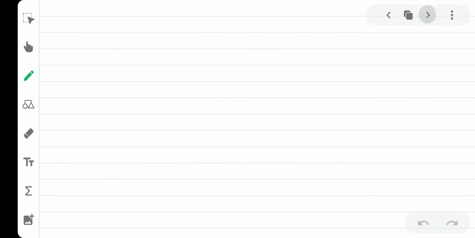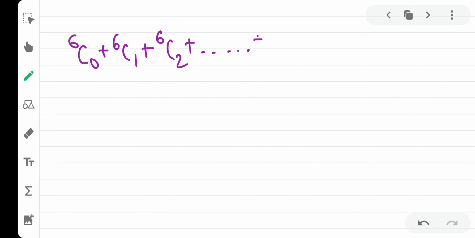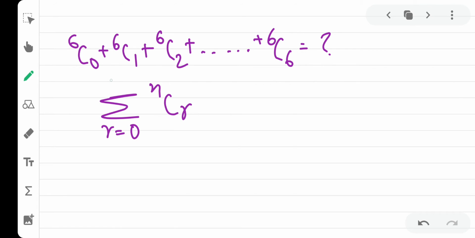Now this can be applied over and again for, let us see, 6C0, 6C1, 6C2 up to 6C6. So what will this be? It will simply be summation of nCr, the value of r goes from 0 to n. Now instead of n we are having 6, so the value of r goes from 0 to 6, and the formula for this would be 2 raised to 6, which is nothing but 64.